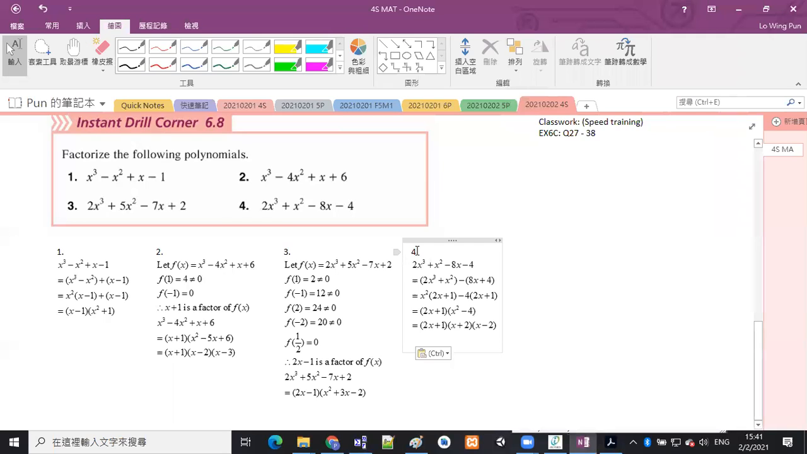Okay, let's check the answers. I would like to show you method 2 for question number 1 and number 4. The question just asks you to factorize the following polynomials. It doesn't ask you to use the factor theorem or remainder theorem. So you may use any method you like.